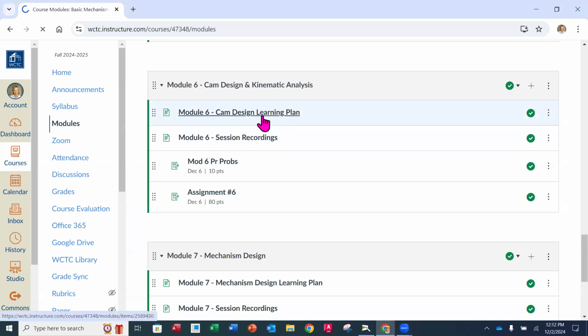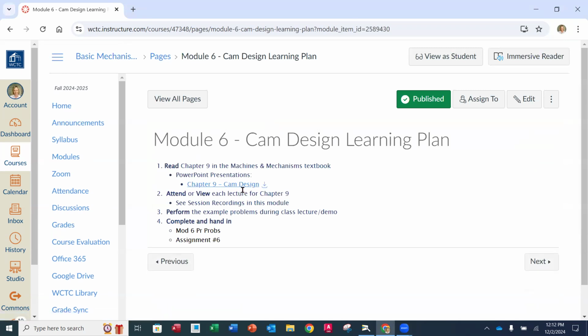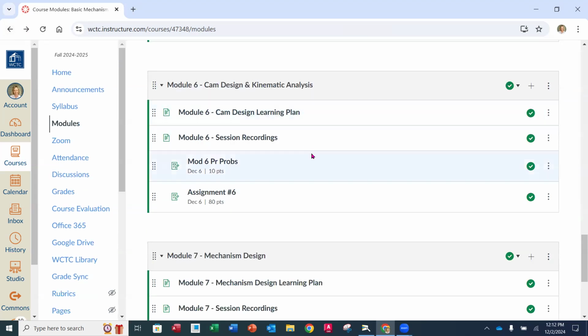As we look at our learning plan, you're going to notice that we have a PowerPoint presentation. I will be following along with this. We're going to be looking at chapter 9 in our textbook, okay? And you'll notice that we'll have session recordings here. I'll be adding the session recordings for the lectures that we're planning on doing for this module. I'm planning on two. The first part we're going to be going over today, which is going to be what we call displacement diagrams. And the next time we're together, we'll look at constructing the CAM profile.